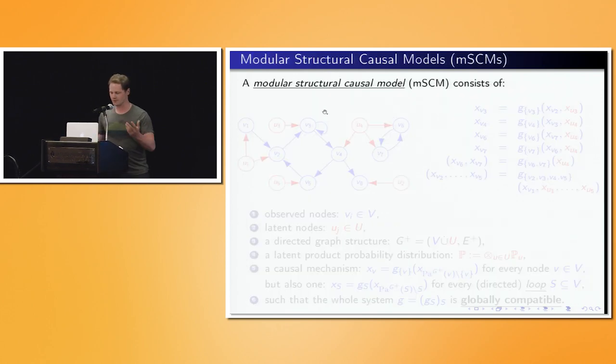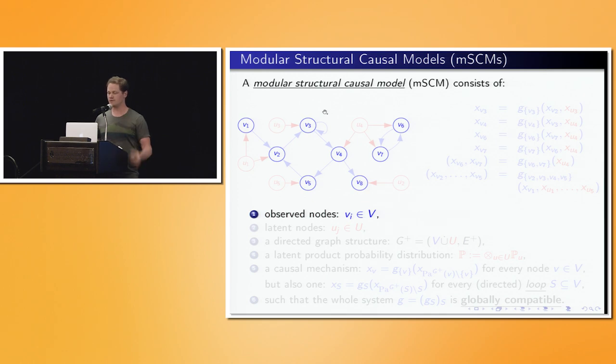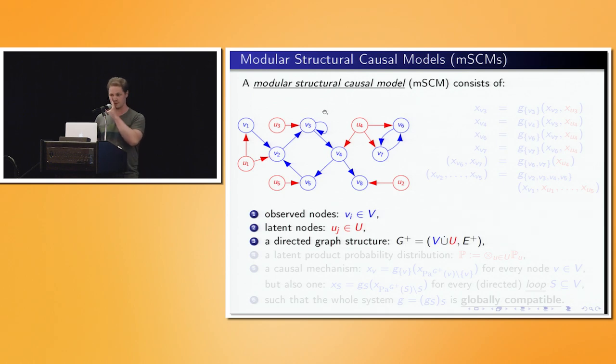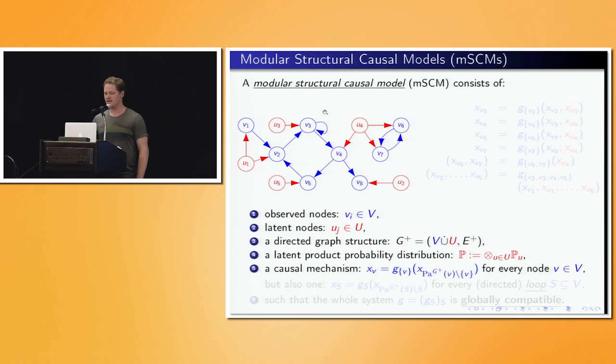And I will show you the definition of how we defined it. So, a modular structural causal model, what is it? It consists of observed nodes, corresponding mainly to observed variables. Then latent nodes, which we cannot observe, but we need to assume that the model has them. Then the directed graph structure between them. The main point is that we don't say acyclic directed graph structure, just directed structure, because we allow for cycles. Then we need a latent probability distribution, which induces a distribution on the observed variables. And we need a mechanism which tells us how this is done.